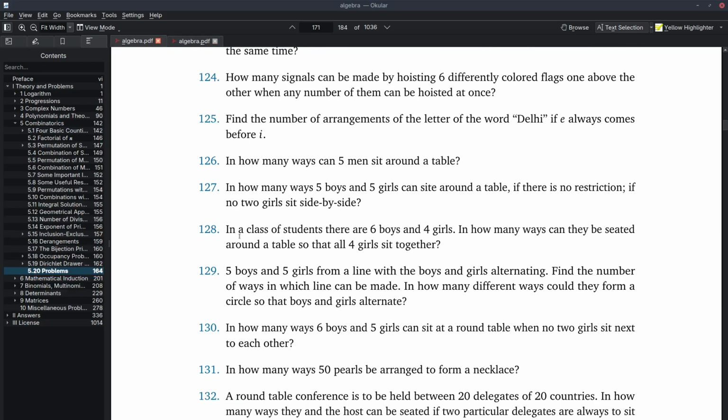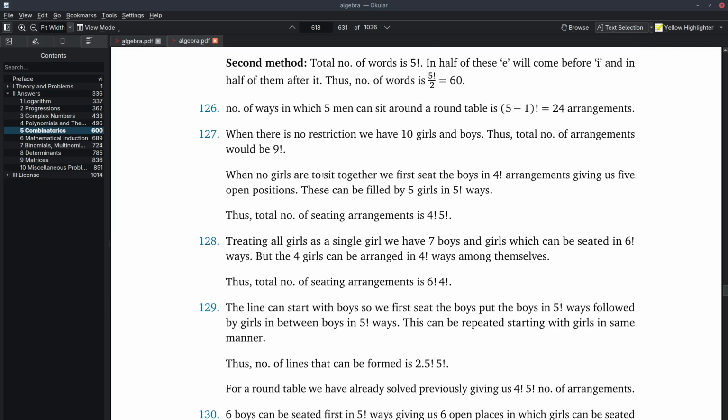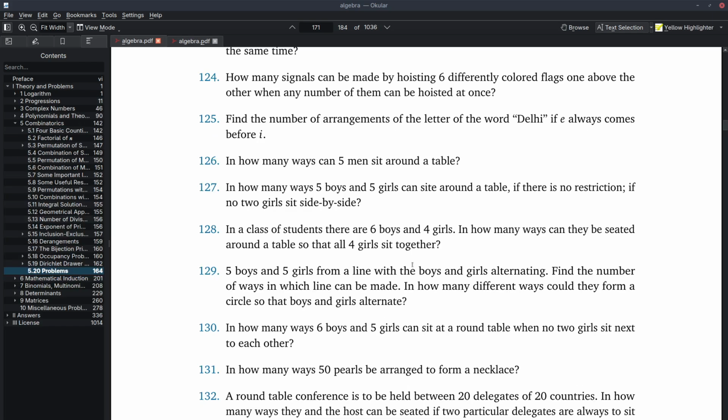Question 128 says that in a class of students, there are 6 boys and 4 girls. In how many ways can they be seated around a table so that all 4 girls sit together? When all girls sit together, we treat them as a single girl. We have 7 boys and girls who can be seated in 6 factorial ways. But those 4 girls can be arranged in 4 factorial ways among themselves. The total number of seating arrangements is 6 factorial multiplied by 4 factorial.